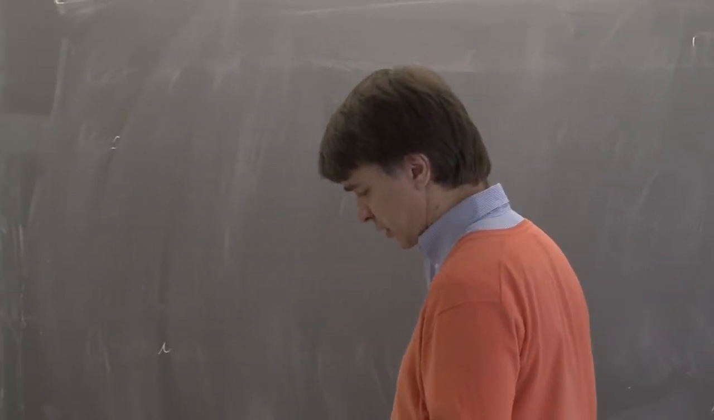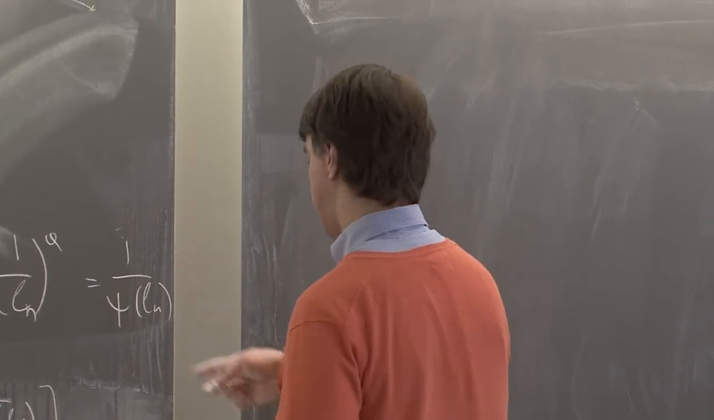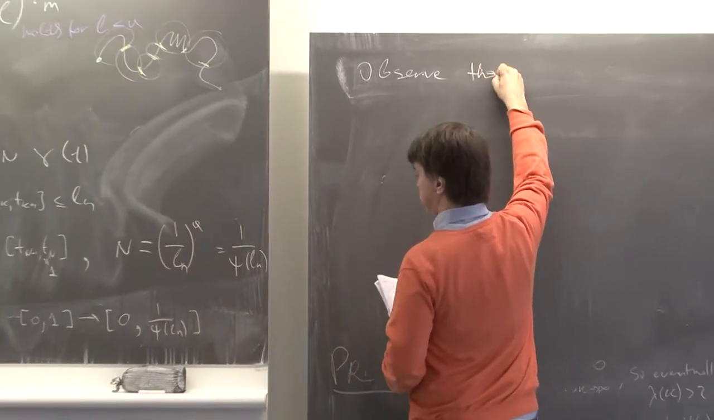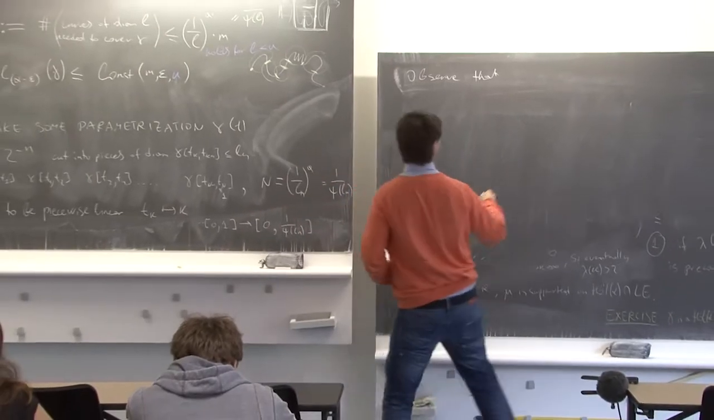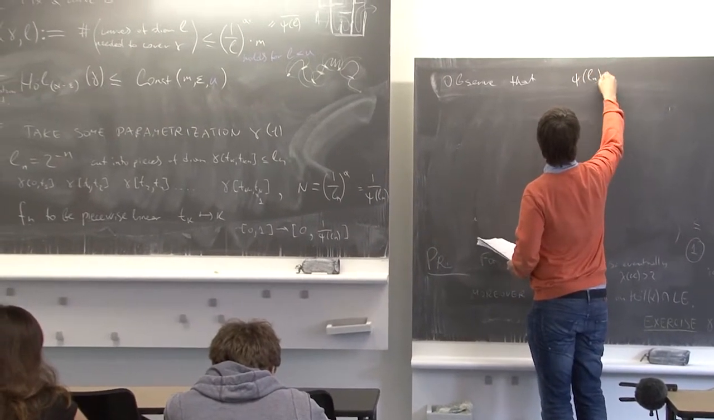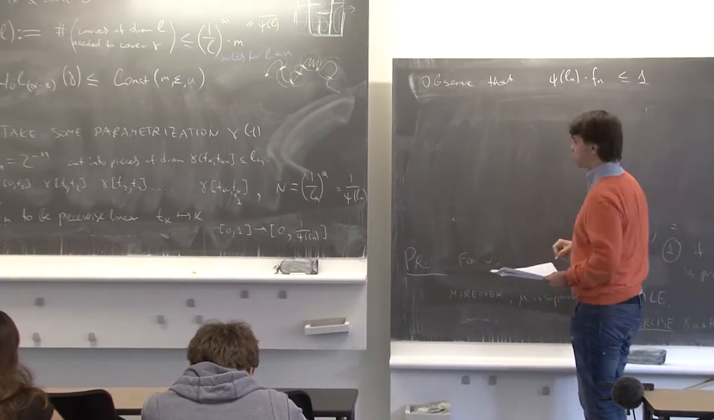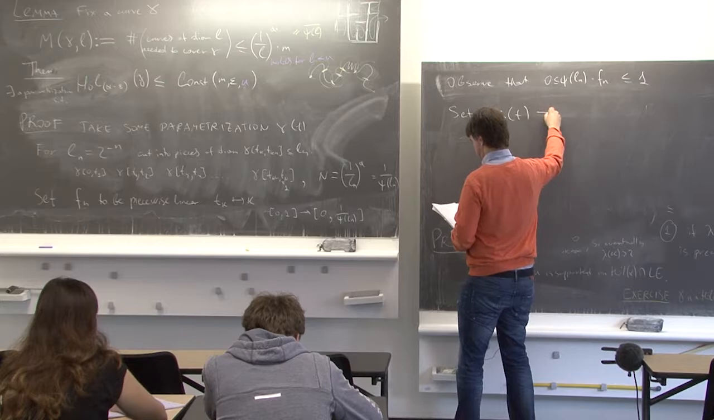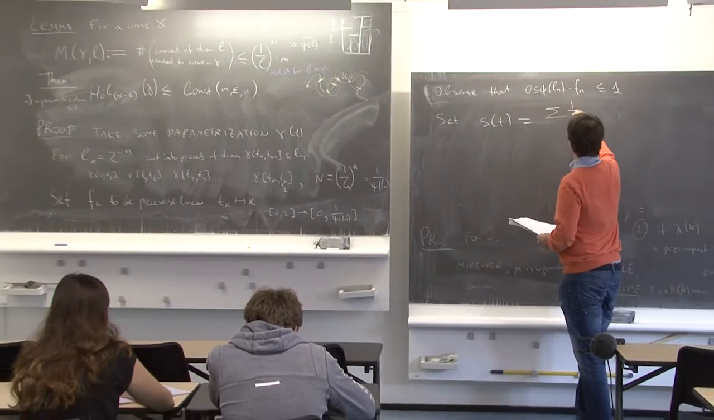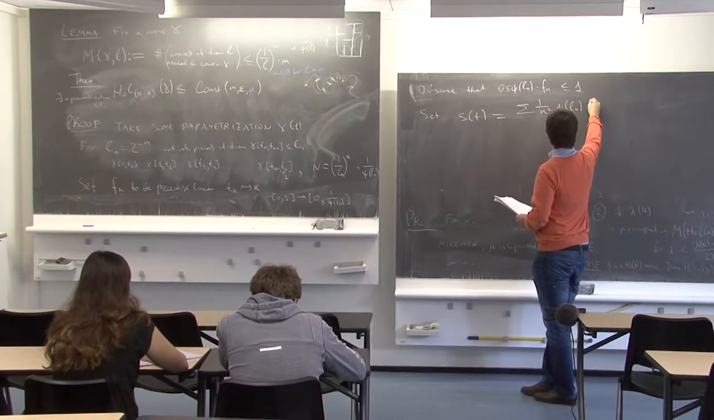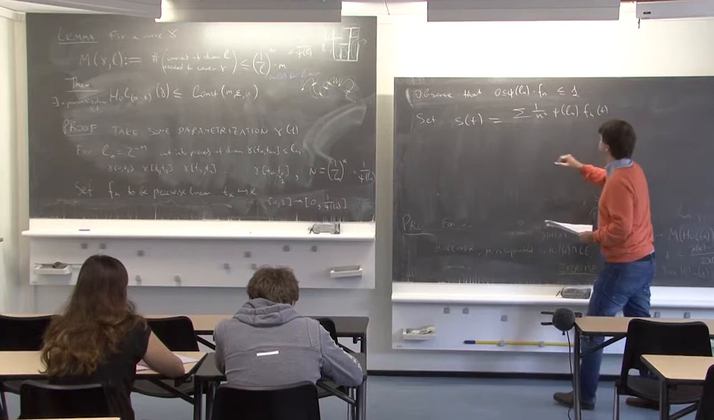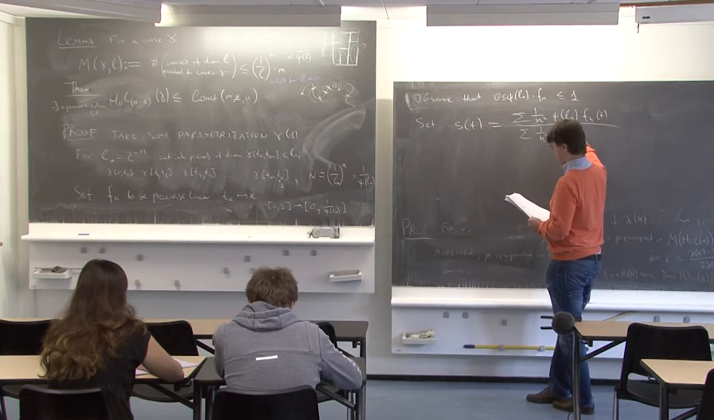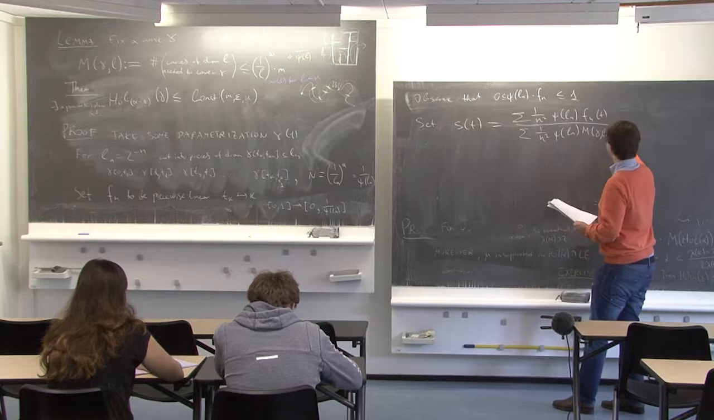So instead, we write the following thing. So first we observe that f was no more than 1 over psi, so psi of ln times fn is always at most 1, well, at least 0. And then set s of t to be the series sum of 1 over n squared psi of ln fn of t over the sum of 1 over n squared psi of ln m of gamma ln.